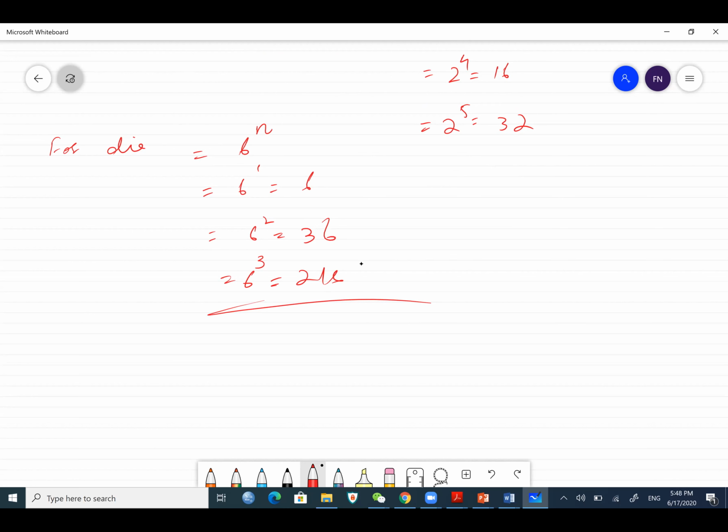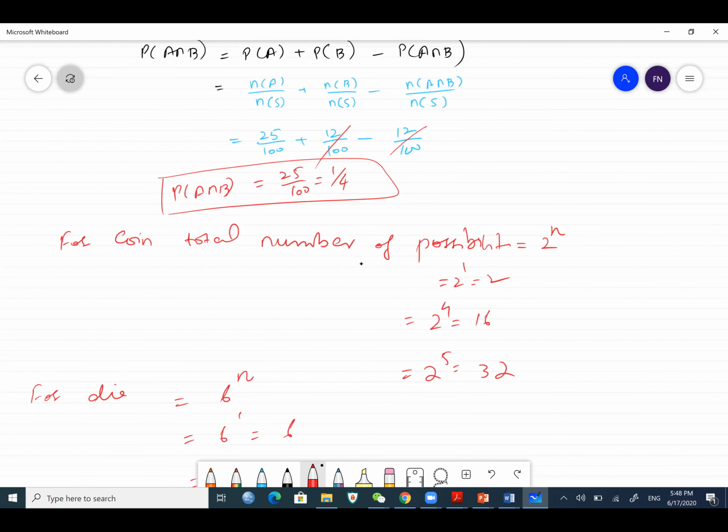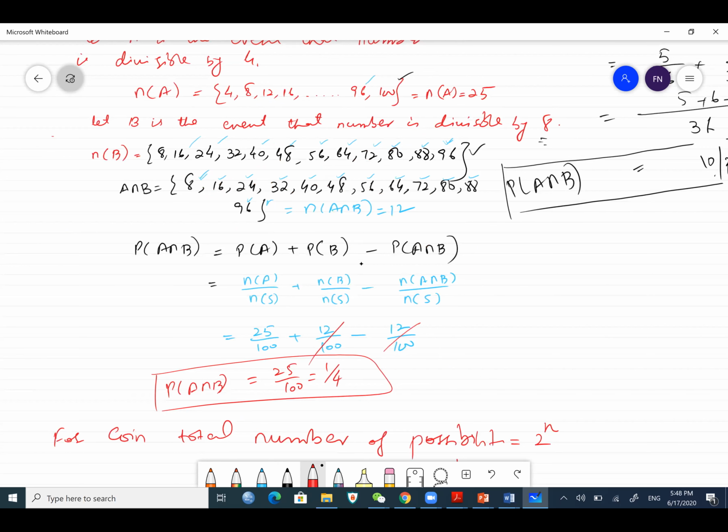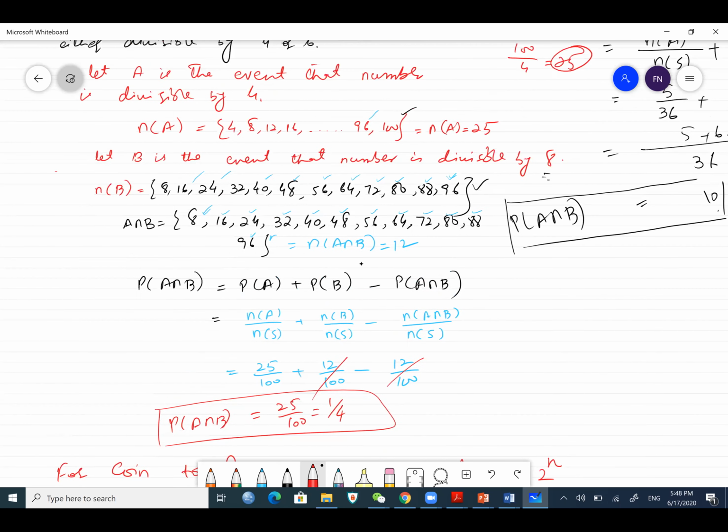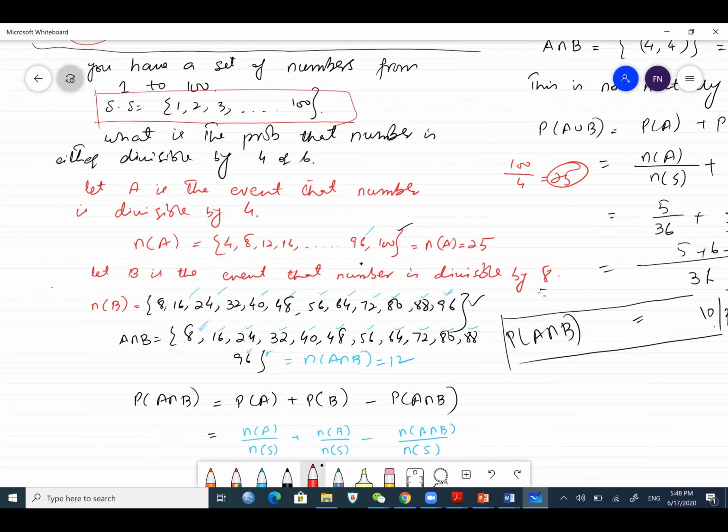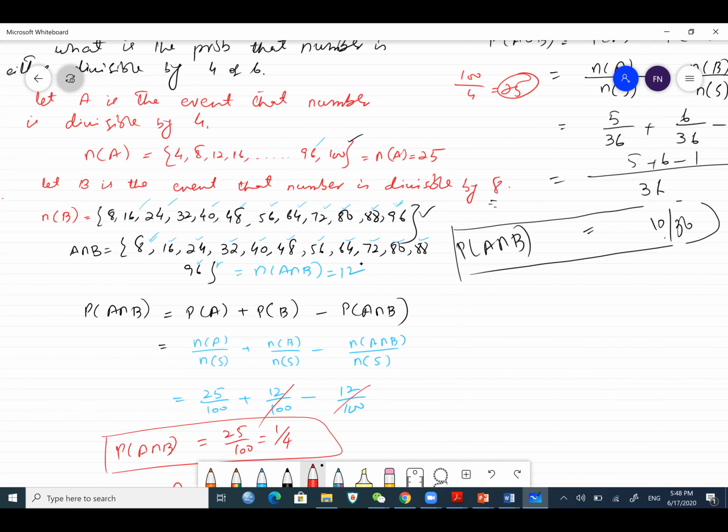But in case of cards or any other problem, we use combination. This problem was related to counting. Why do we use combination? We use combination in order to know the sample space. But here in the counting problem, we are already given the sample space: numbers from 1 to 100. So N of S, total number of elements in the sample space, is 100. We don't need to use combinations because we are already given our sample space. Okay, thanks. Welcome.